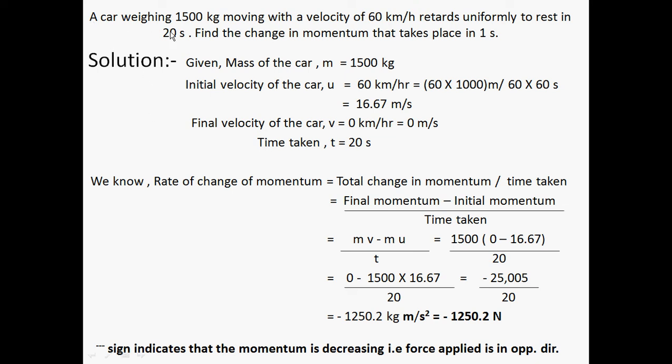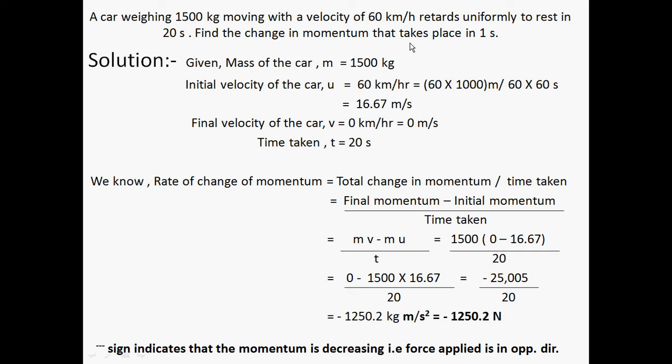A car weighing 1500 kg moving with a velocity of 60 km per hour retards uniformly to rest in 20 seconds. This time I have not pasted any figure, so you have to imagine that a car has a 1500 kg mass, and it is traveling with a velocity of 60 km per hour, retards uniformly to rest in 20 seconds, and we have to find the change in momentum that takes place in 1 second.